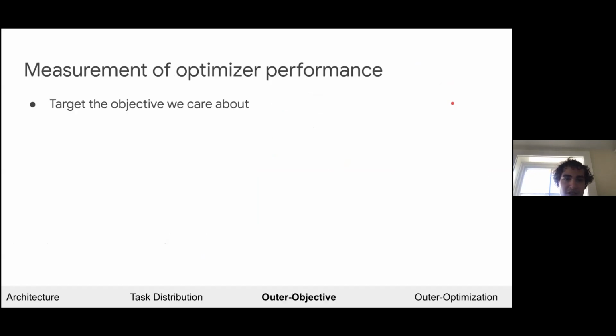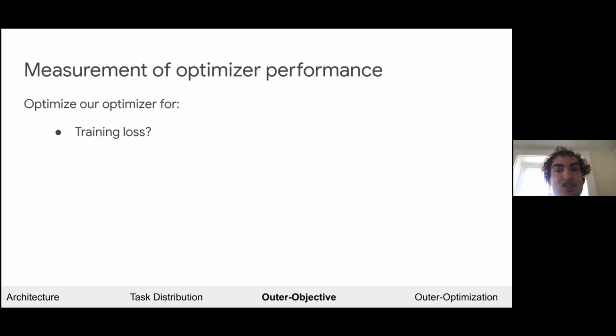Now, for an outer objective, this is picking what we actually want our optimizer to perform well on, and we have a couple choices for this. We can optimize our optimizer to do well on training loss, for example. This makes sense if you think about our optimizer as an optimizer. Optimizers should minimize the thing they're trying to minimize. Great. But if you're from deep learning, you have to know that that's not the whole picture. You have to care about, say, validation performance, which you can only measure with held out data.